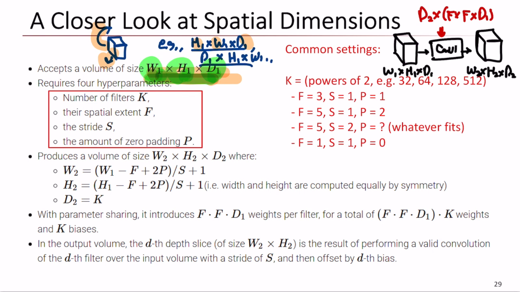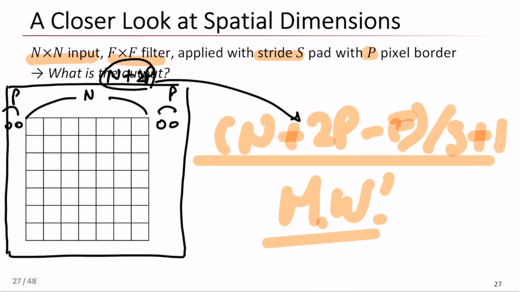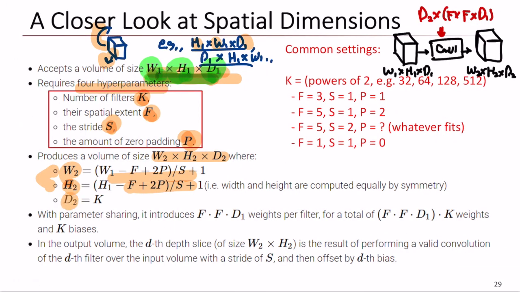Anyway, we have four hyperparameters: K, F, S, P. 그렇죠? K, F, S, P. Number of filters, spatial extent, stride, and padding. Then suppose that your output was W2, H2, D2. Then the W2 and H2 sizes are going to look like this, as we discussed here. Then D2 is going to be K. I mean, D2 is going to be the number of filters, as we discussed in the previous slide. 그렇죠? 의미를 알겠죠?